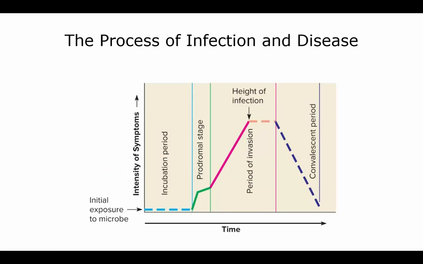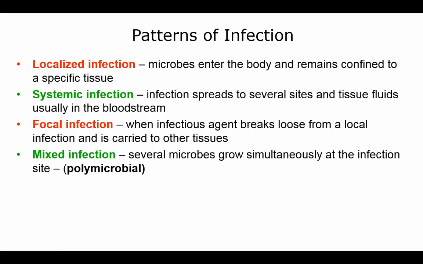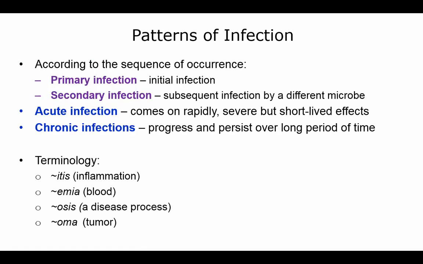Now, I did just quickly want to mention a couple of different types of infections that we see. So we see localized infections that stay in one area. We see systemic infections that have that ability to spread. We see focal, which actually is a combination of the two. So it starts out in one location, but it breaks away and moves to other tissues. You can also see mixed infections where it's more than one microbe that's actually causing that disease.